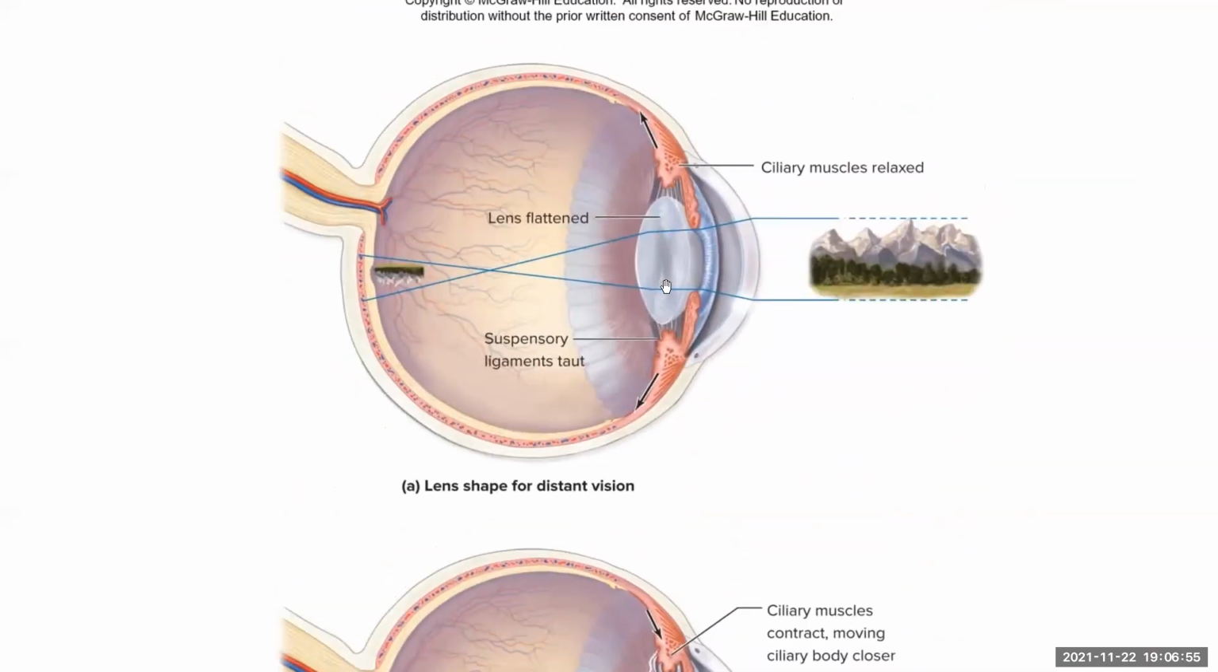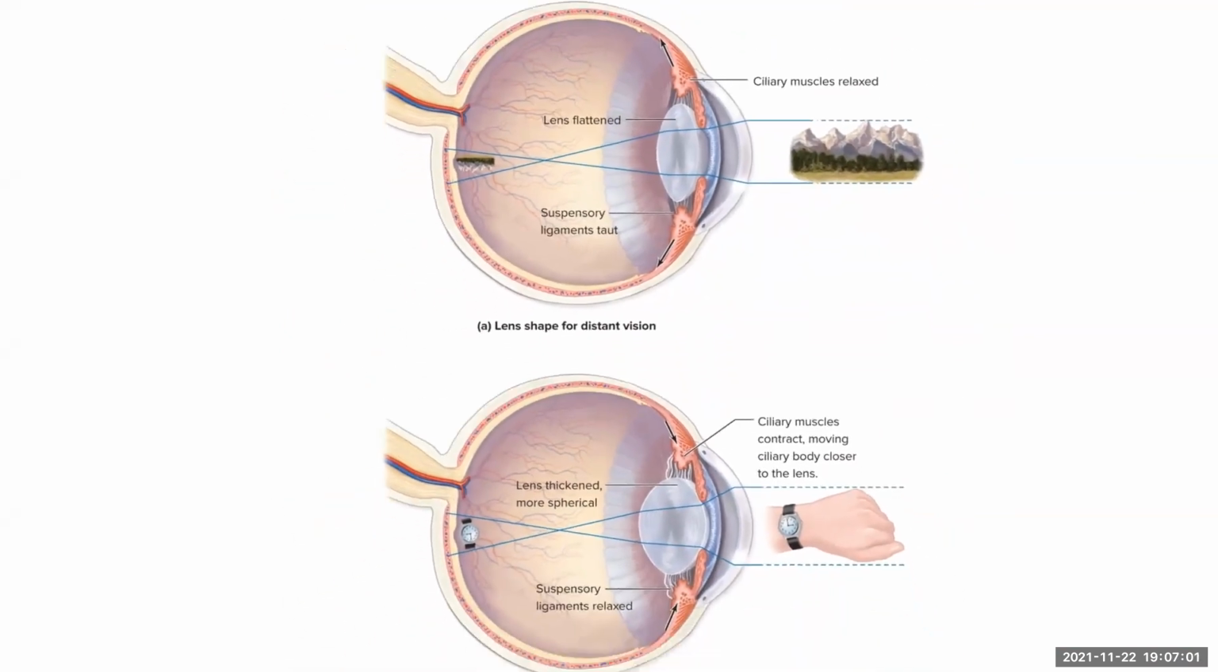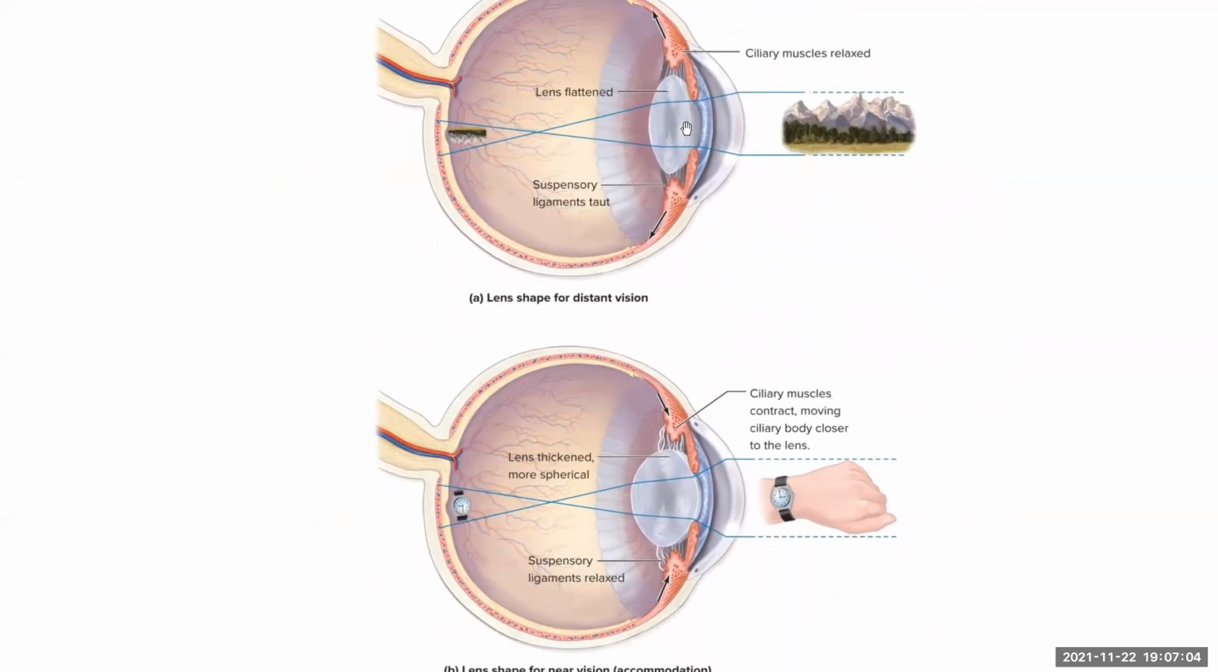Whereas up here, when you're looking at something far away, compare the shape of the lens. We zoom out so you can see how it's fatter here and thinner here. The ciliary muscles have relaxed, and that causes the suspensory ligaments to become taut. That causes the lens to flatten out. But the dilator pupillary muscle has dilated, and so we can let more light in, hit that center of the lens, and get that image focused on that fovea centralis there.